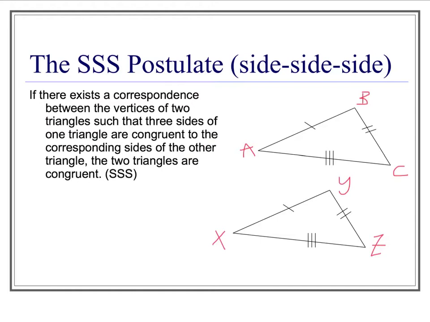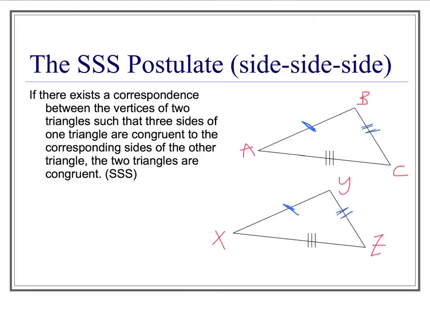So if I take a look at my diagram here, triangles ABC and XYZ, we can see based on our tick marks that line segment AB is congruent to line segment XY. Line segment BC is of course congruent to line segment YZ, and then of course AC, that line segment is congruent to line segment XZ.